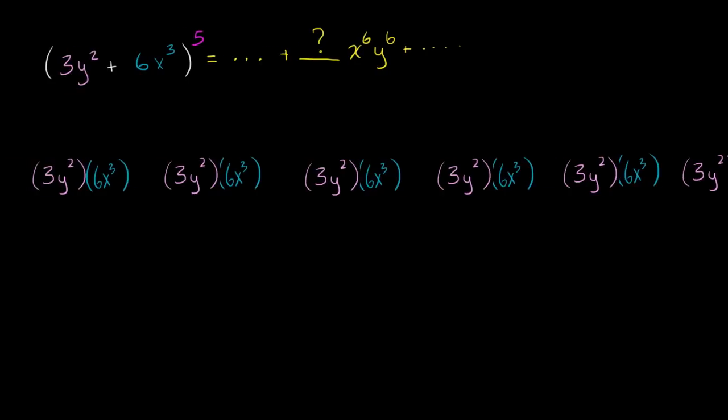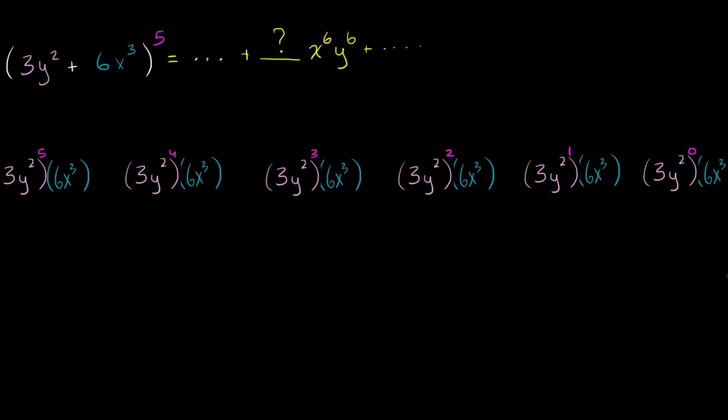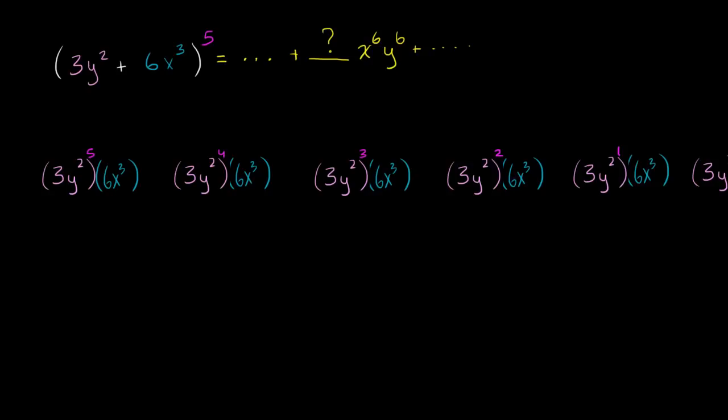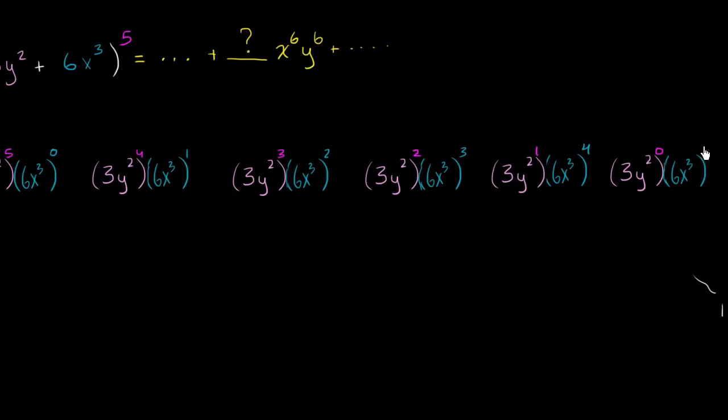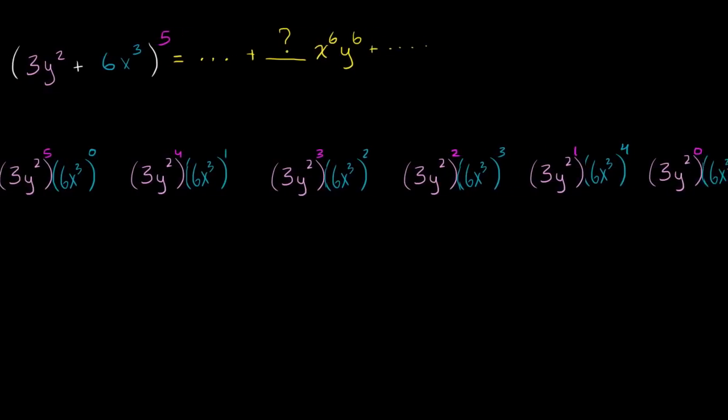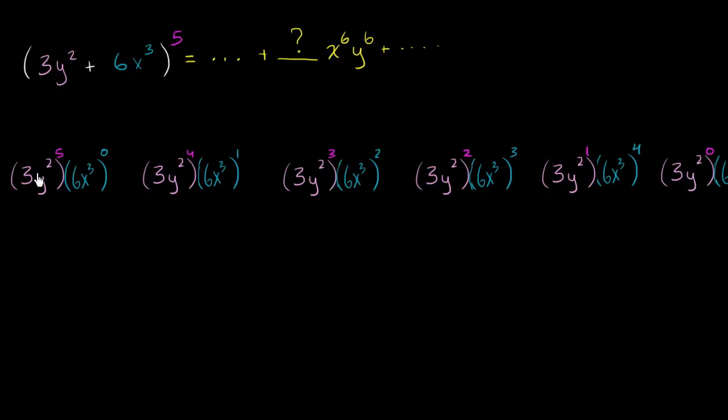And then let's put the exponents. So this exponent, this is going to be the fifth power, fourth power, third power, second power, first power, and 0th power. And for the blue expression, for 6x to the third, this is going to be the 0th power, first power, second power, third power, fourth power, and then we're going to have the fifth power right over here. And of course, they're each going to have coefficients in front of them, and then we add them all together.